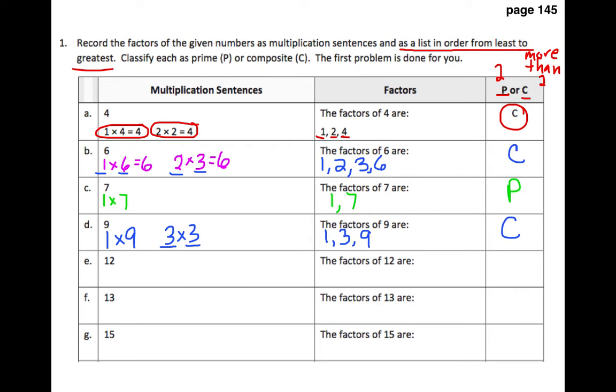Letter E. What factors can we multiply to make a product of 12? 1 times 12, 2 times 6, 3 times 4.